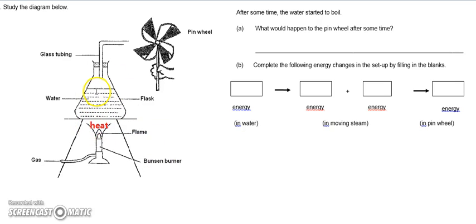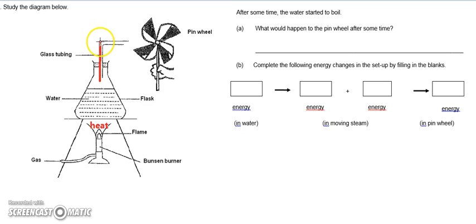Then what would happen to the water after some time? After some time, the water would also be hot. And we know that when water gains heat, water will evaporate. Okay, and when water evaporates, it expands. I mean, the air inside here expands. So the evaporated water or the steam would be traveling up the glass tubing.